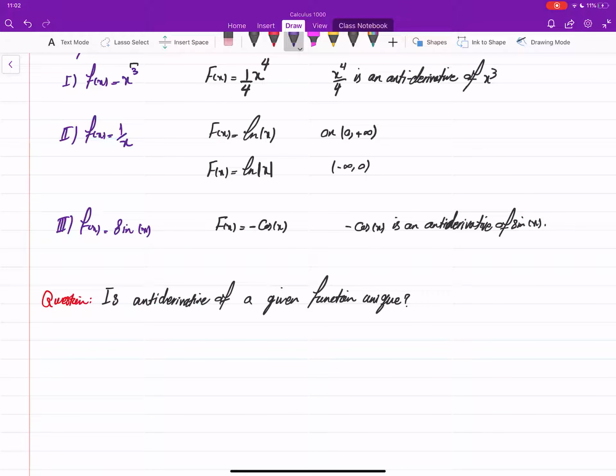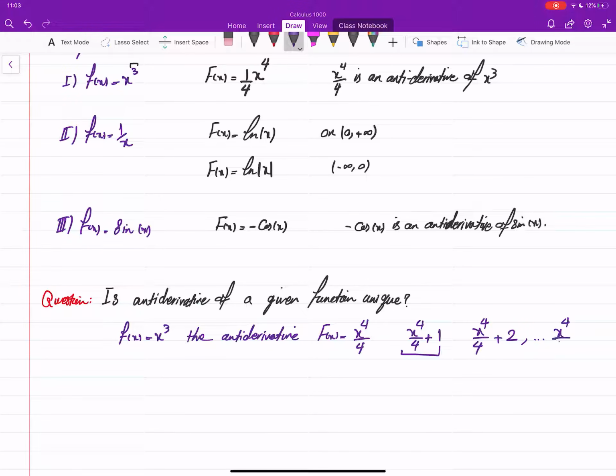Well, let's just do the simple example of f of x equals x cubed. Then the antiderivative that we found is capital F equals x to the 4 over 4. So the derivative of this function is x cubed. To be honest, this is not the only one, because I can have, for example, x to the 4 over 4 plus 1. The derivative of 1 is 0, so the derivative of this is also x cubed. Or I can have x to the 4 over 4 plus 2. And indeed, I can have x to the 4 over 4 plus any constant c. That shows that the answer is no.